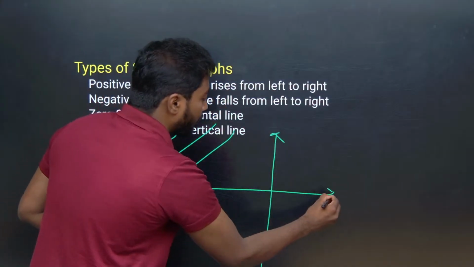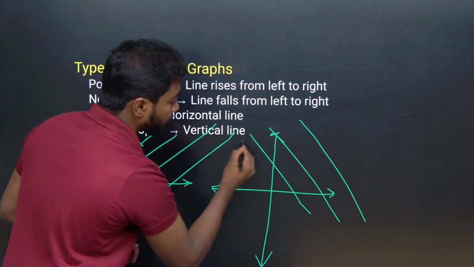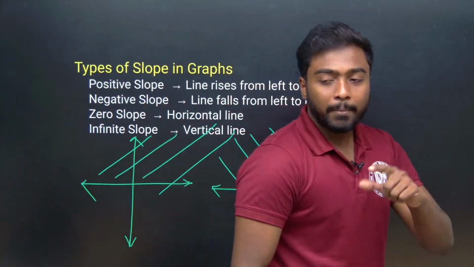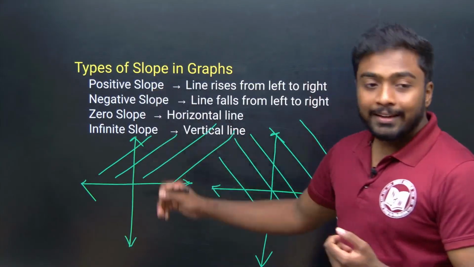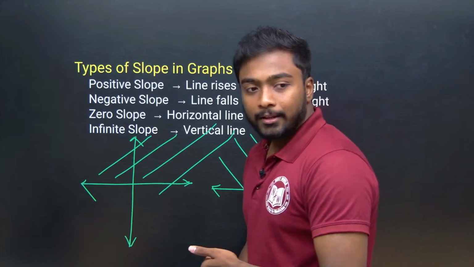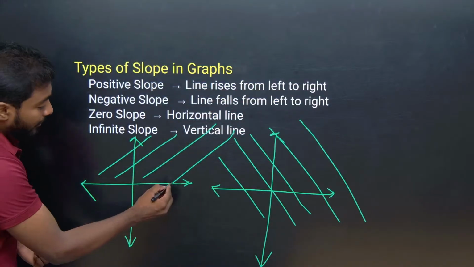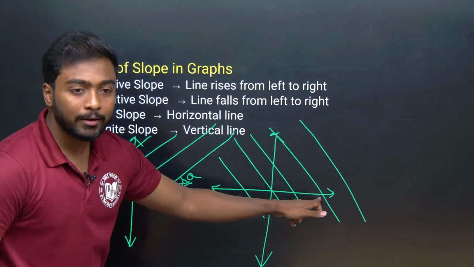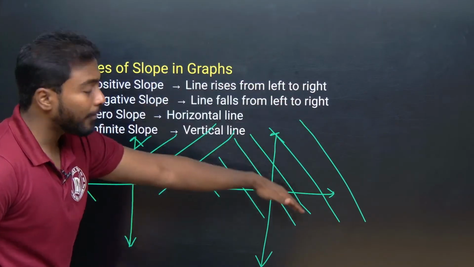Next one, a line falls from left to right. So falling like this. Previously we solved by using the angle. Now by using the lines, whether it is a falling line or a rising line from left to right, I can determine whether it is a positive or negative slope. Understood? If I take the angle for this one, it lies between 0 to 90, no. If I take this one, it is 90 to 180.